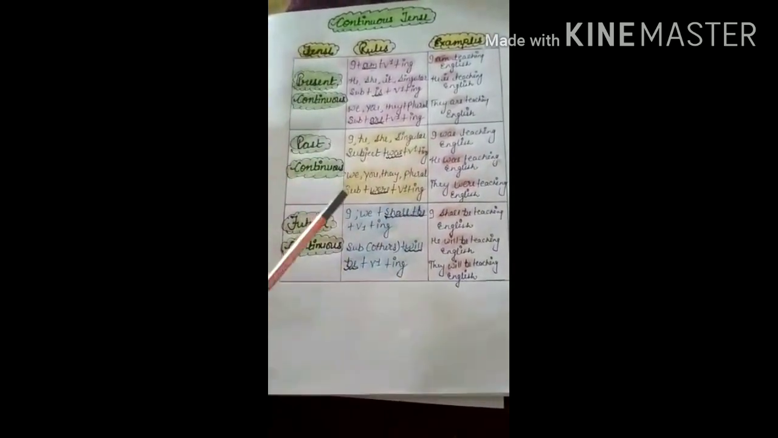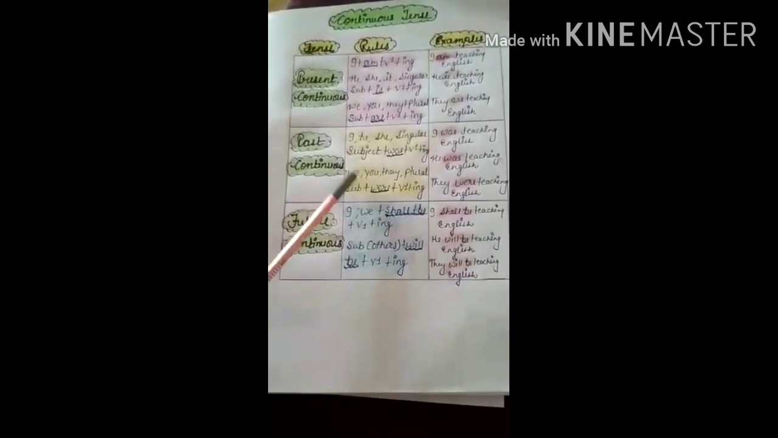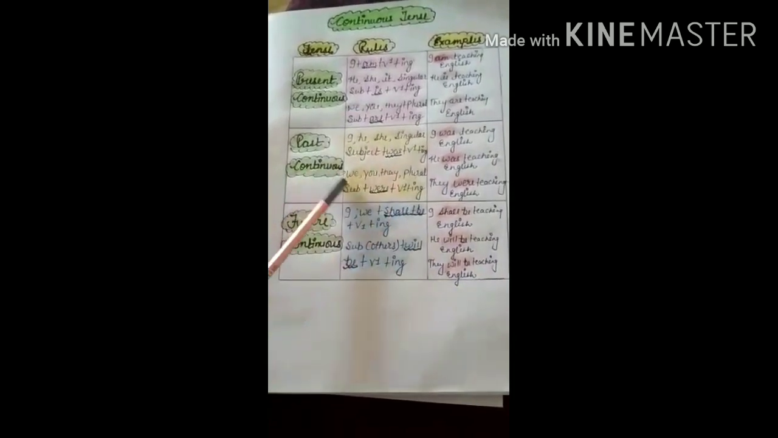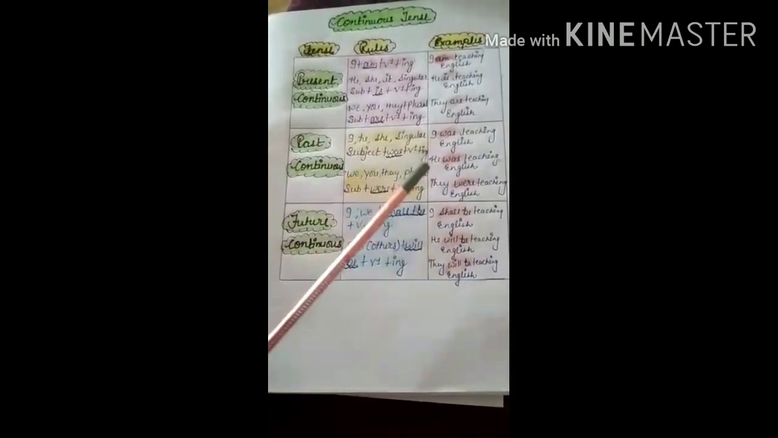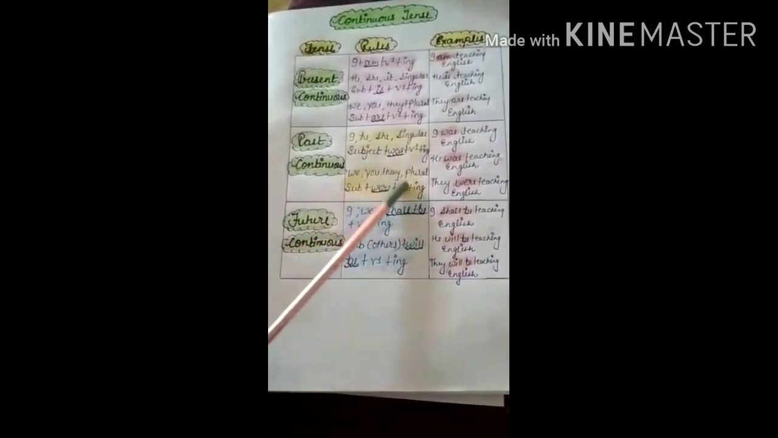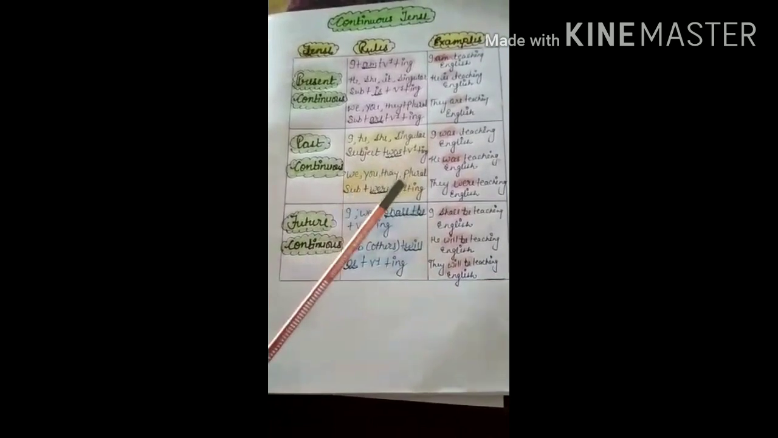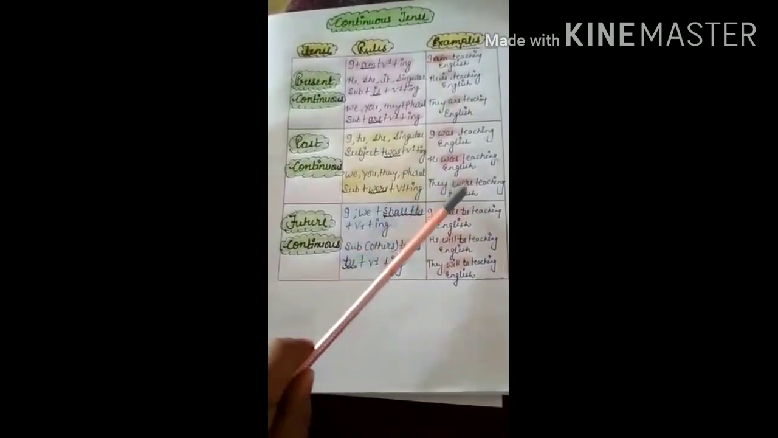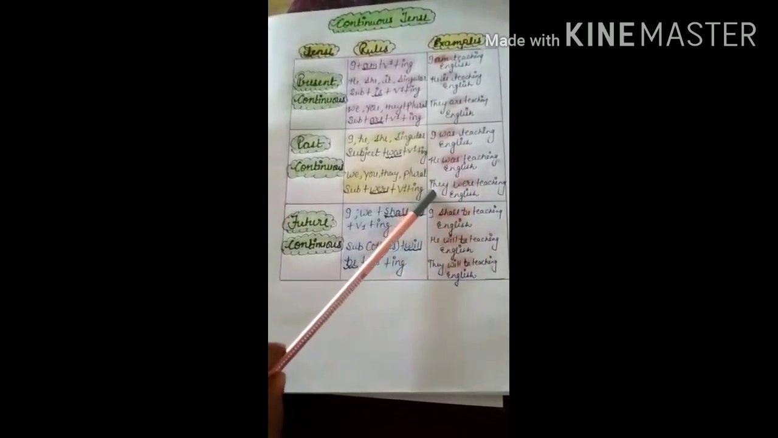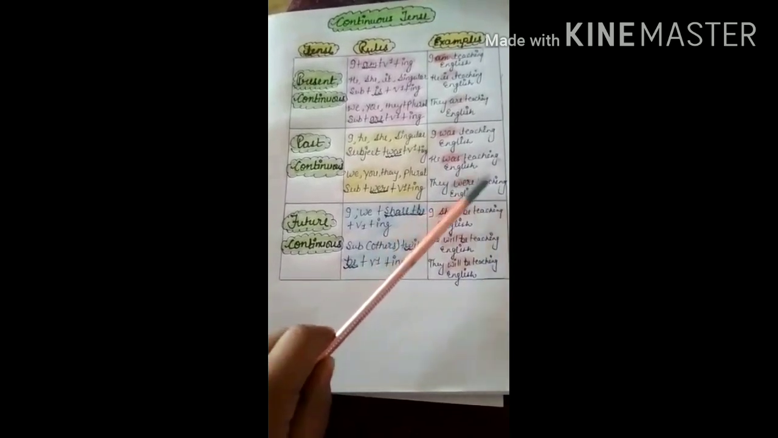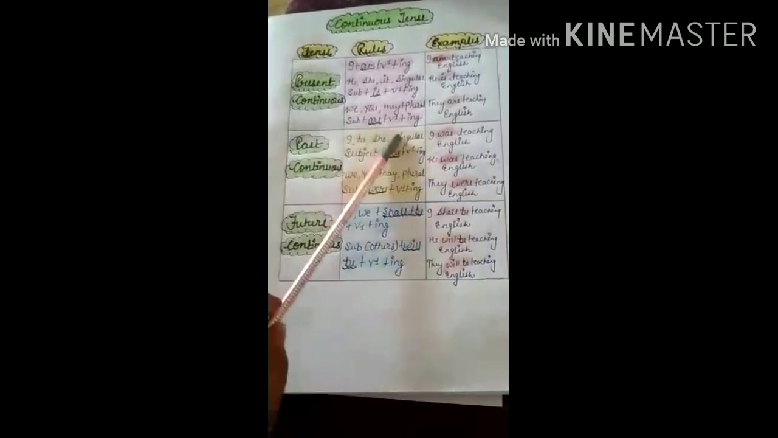Or when the subject is we, you, they or plural, we use helping verb were plus V1 plus ing. For example, they were teaching English. They subject, were helping verb, teaching V1 plus ing plus object. This is past continuous tense.